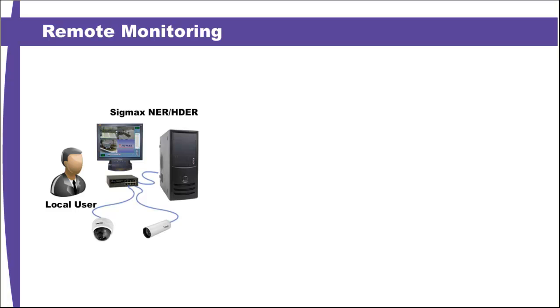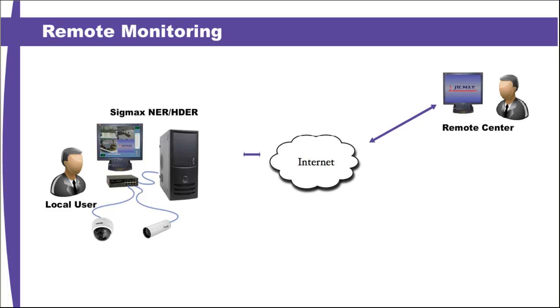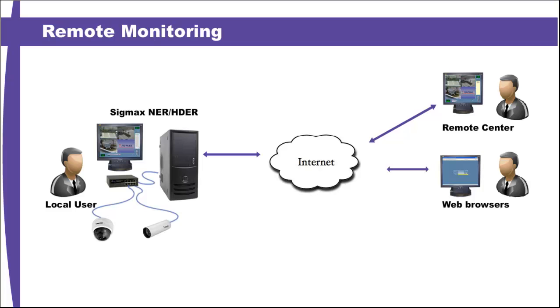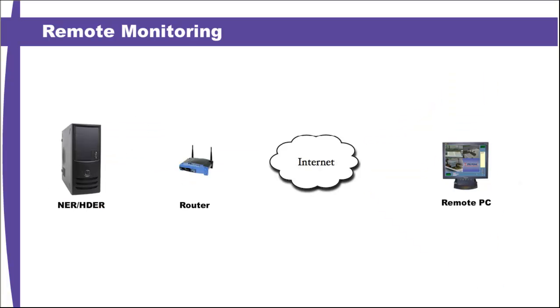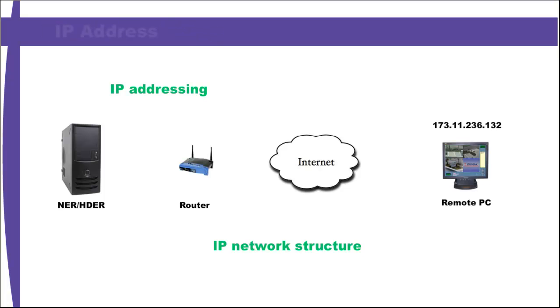Sigmax's network event recorder and hybrid digital event recorder system provides end users with the capability of remote monitoring via Sigmax's remote center software, web browsers, and even smartphones. This type of network data distribution truly expands users' surveillance locations and also allows simultaneous viewing of multiple sites. Enabling this capability requires understanding of basic concepts such as IP addressing and IP network structure. In this video, we are going to cover these topics. In the end, we will demonstrate how to configure network settings in a Sigmax system.